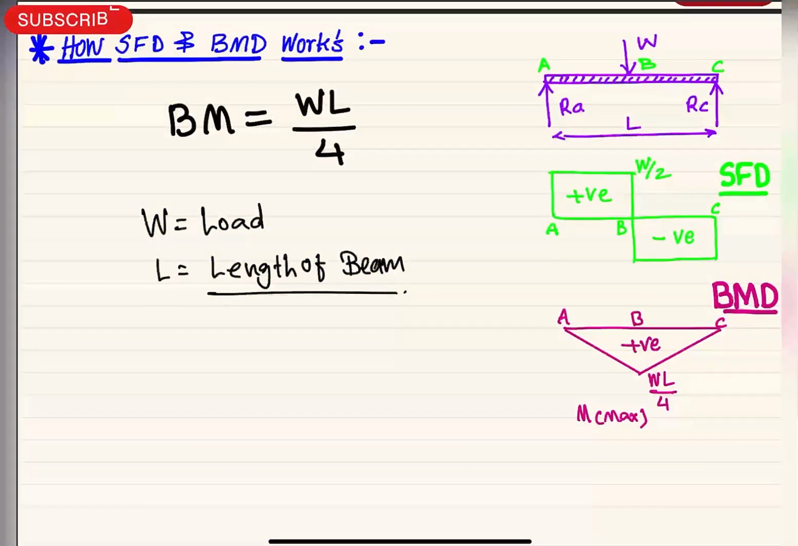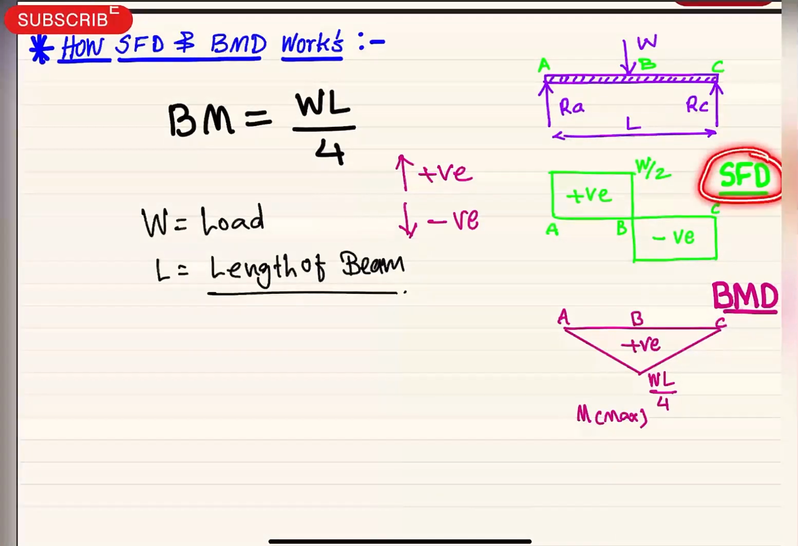Now we will see how SFD and BMD work. This is the diagram where we have given a beam. There are two reaction forces, RA and RC, acting in the direction opposite to the load. We will have some considerations here. The upward load we will consider positive and the downward load we will consider negative. So while drawing the SFD, the first load, which is acting at point A, is the reaction RA, which is positive. So we will consider this on the positive side.